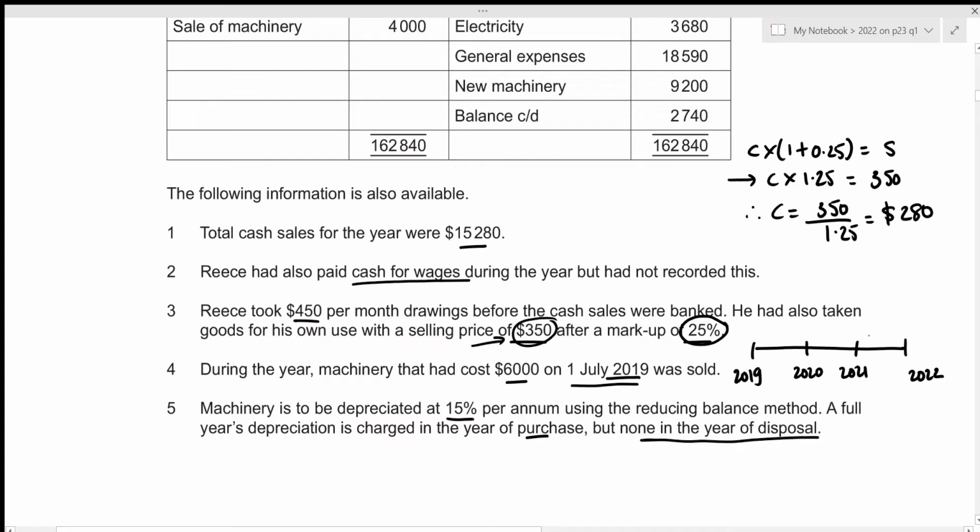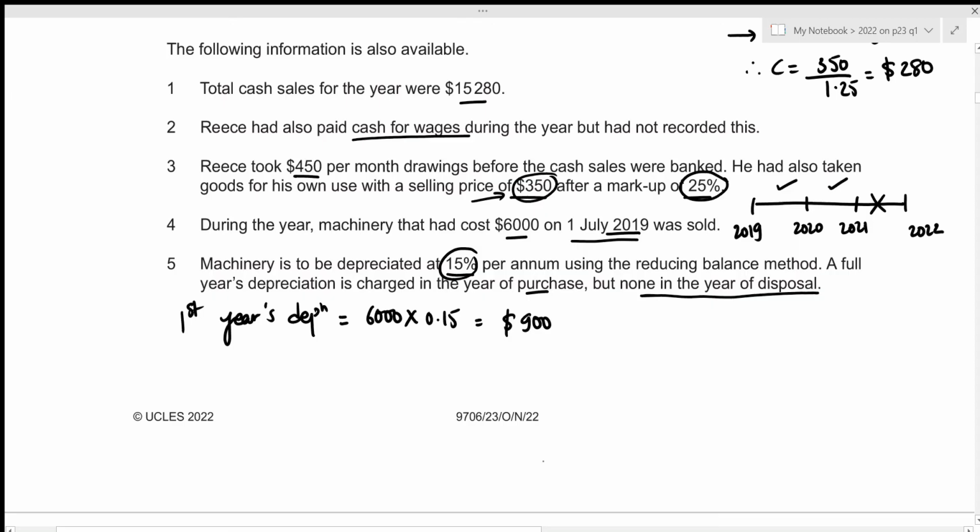So we do not have to charge any depreciation for this year, which means that for the sold machinery, we only have to apply the depreciation for 2 years, right? So let's figure out the first year's depreciation. That is just going to be the purchase price times our depreciation rate of 15%, because since this is the first year, there is no accumulated depreciation, which means that our net book value will be equal to that of the cost. So that's going to be 6,000 times 15%, which we can write down as 0.15, which results in the amount of 900. Now let's figure out the second year's depreciation.